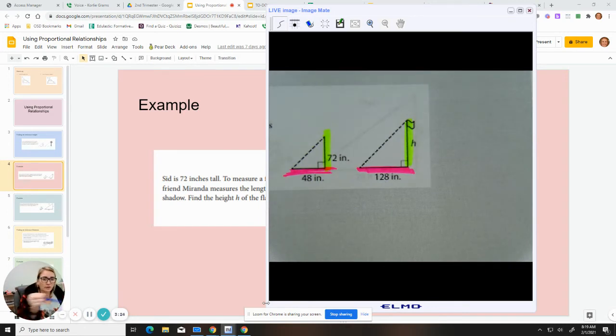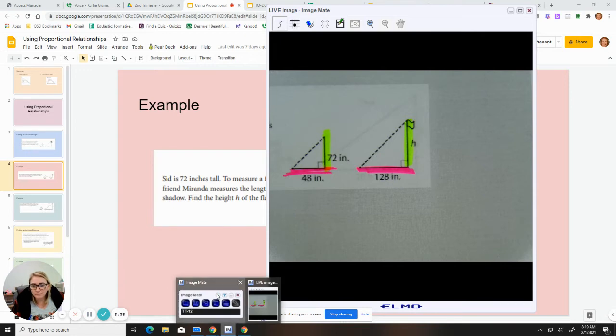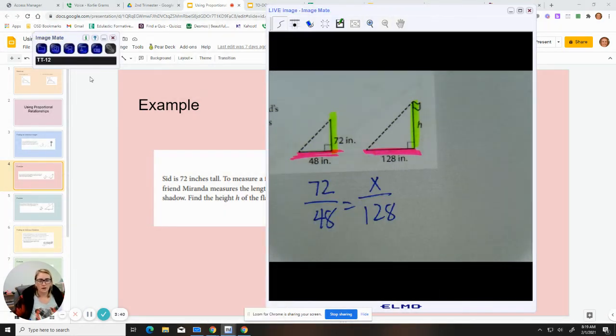So again, we're going to take 72 over 48 and X or H over 128. Doesn't matter what you choose to do. Oh, I'm frozen really fast. Just a second. There we go. Okay, so 72 over 48, X or H over 128. Notice that everything is in inches. You have to make sure everything is in the same unit.